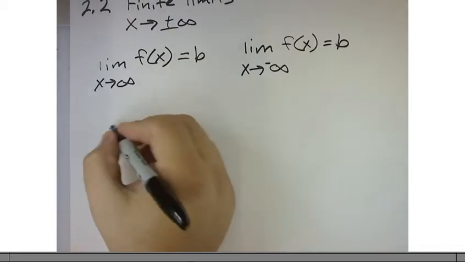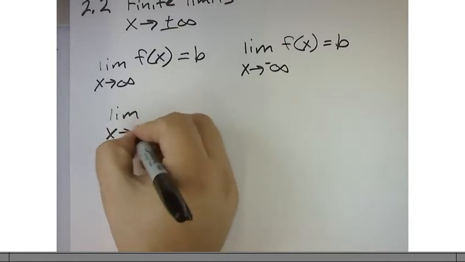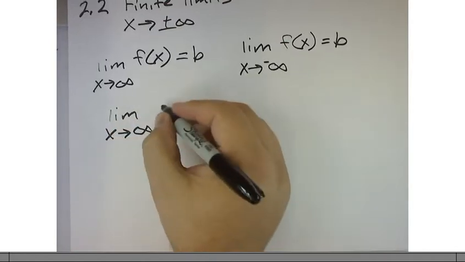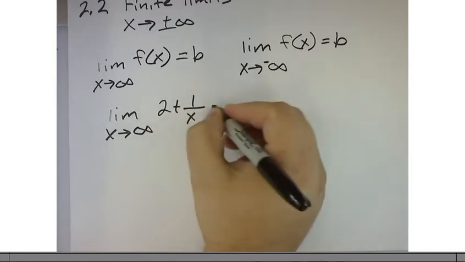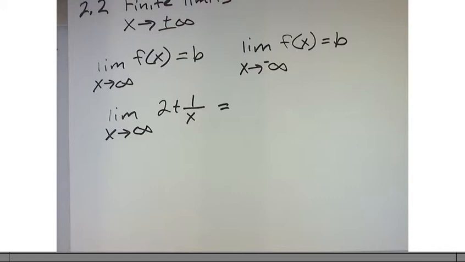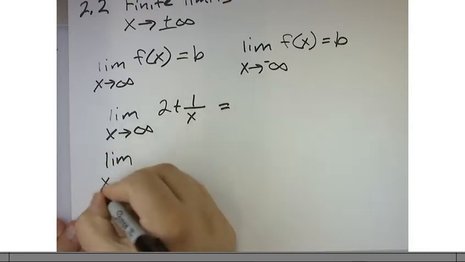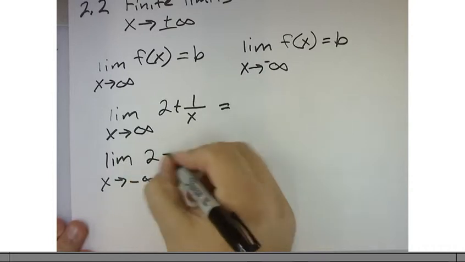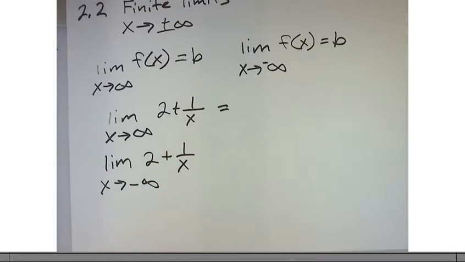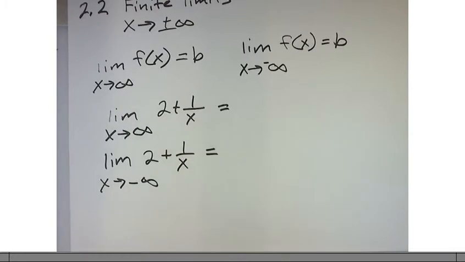Okay, and so the textbook gives an example. Look at the limit as x approaches infinity of the function 2 plus 1 over x. Now here's what you've got to get used to. Let me write this down. We're also going to look at the limit of this as x approaches negative infinity. The answer is 2 in both cases.